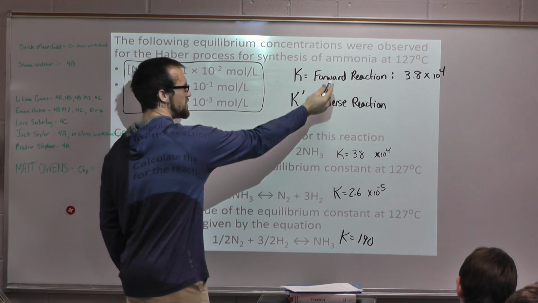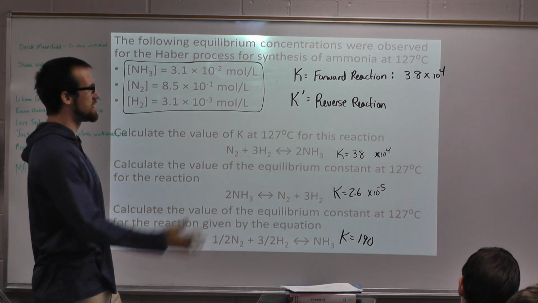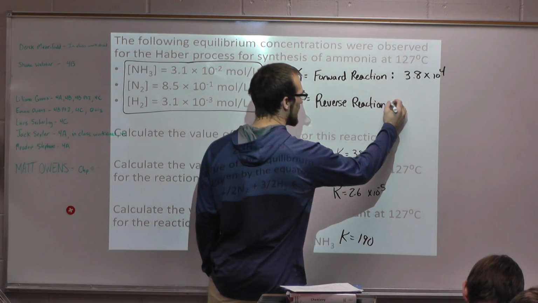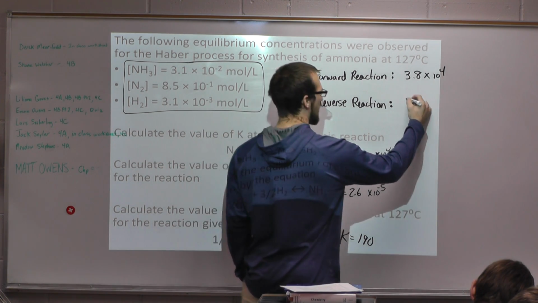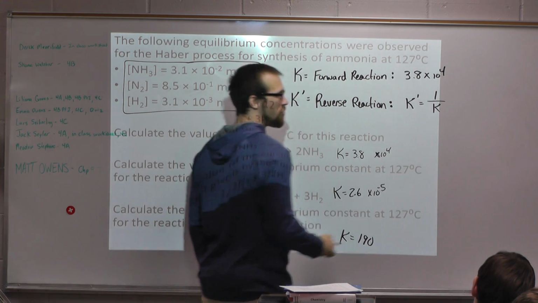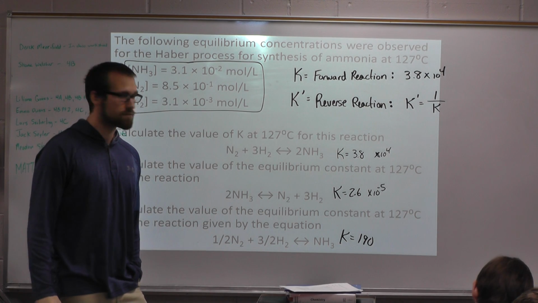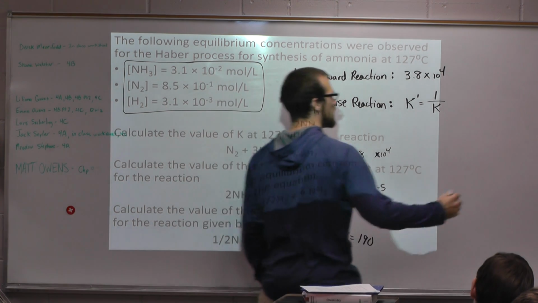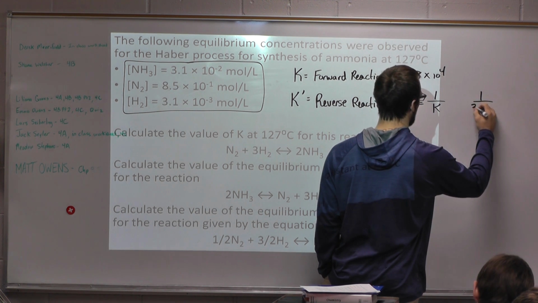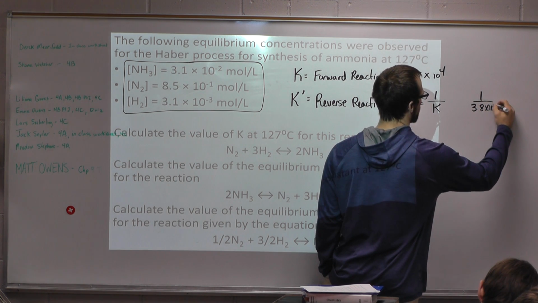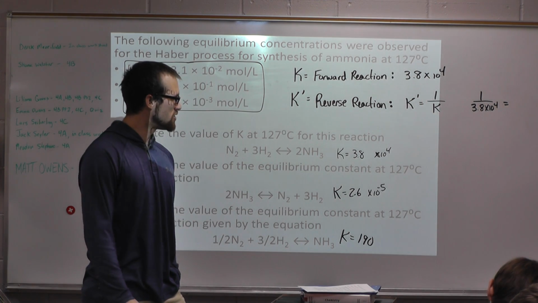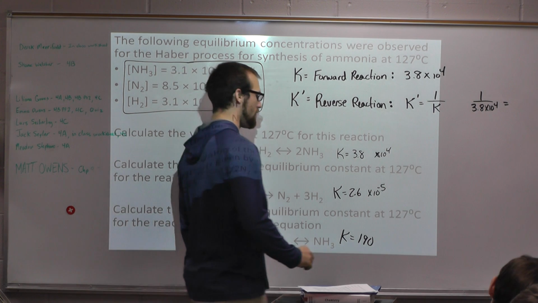So K is just going to be representing the forward reaction. That's what it was. K prime is the reverse reaction. And so what you will find is that K prime is the inverse of your forward. So if I take 1 divided by my forward reaction K, you're going to get your reverse reaction K: 2.6 times 10 to the negative fifth.